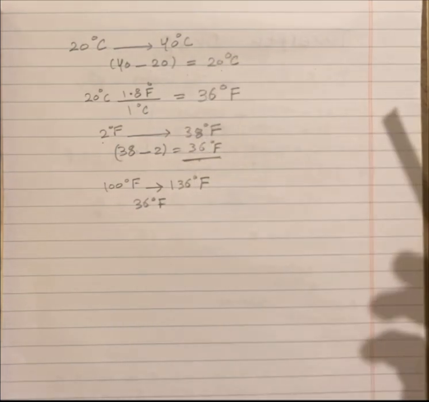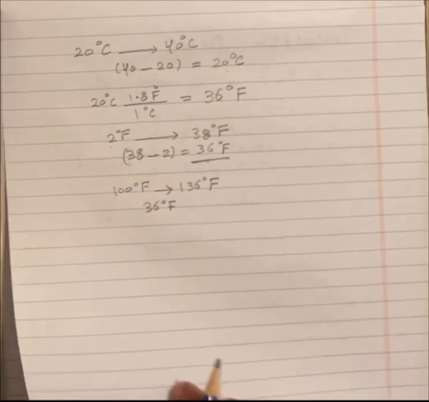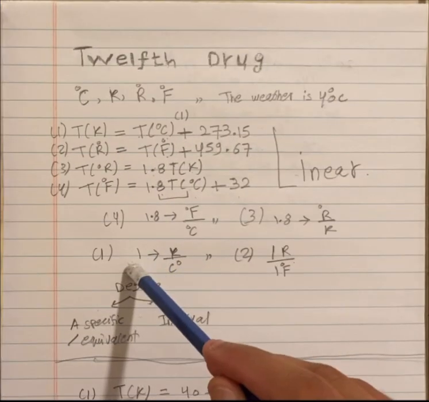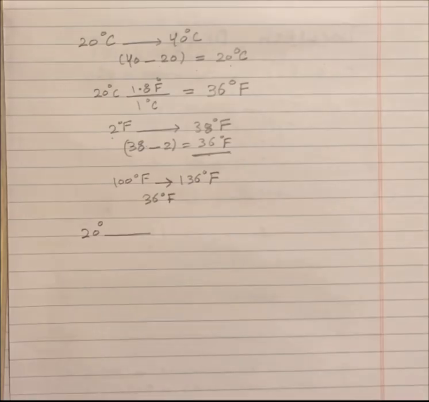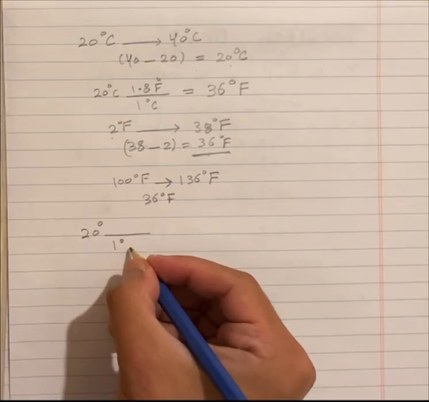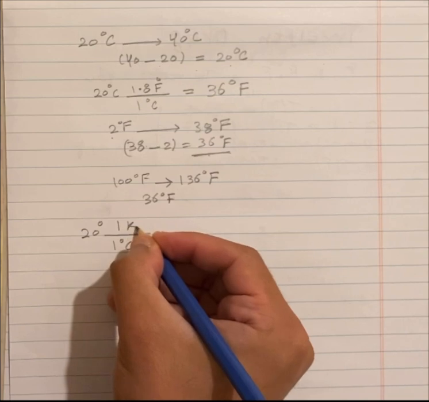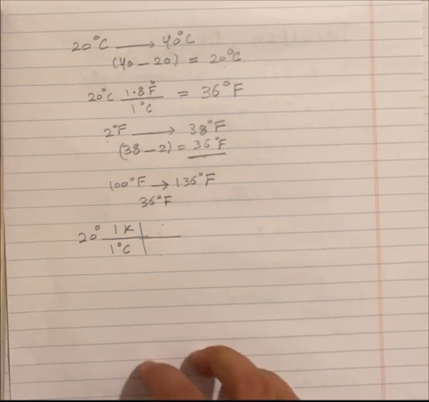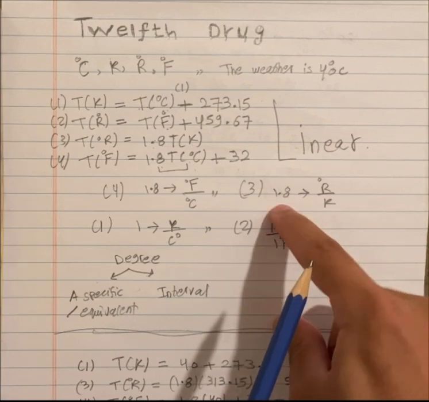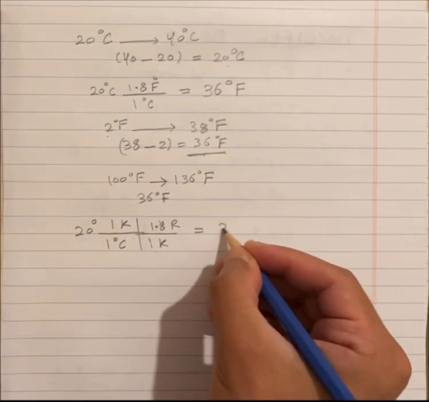If you want to find the range in Rankine now, use the conversion factor. 1 Kelvin is equal to 1 degree Celsius in terms of interval. I want to know the range in Kelvin. I will say 1 degree Celsius for each 1 Kelvin. But I want to convert from Kelvin to Rankine because I want Rankine. So I will say for each 1 Kelvin we have 1.8 Rankine. And the answer will be 36 Rankine.